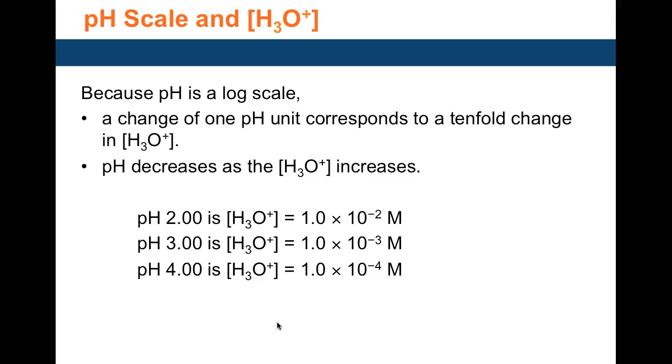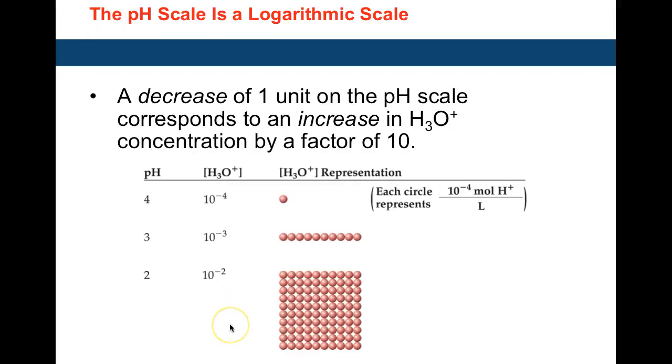So as you can see, as the H3O+ concentration is increasing, the pH is dropping, which means it's getting more acidic. When the pH drops, it gets more acidic. Now, how do you interpret this pH scale?